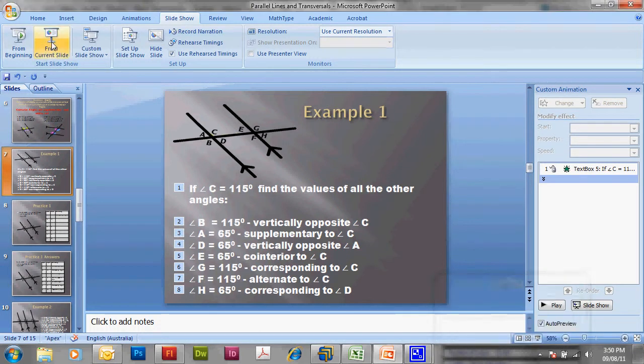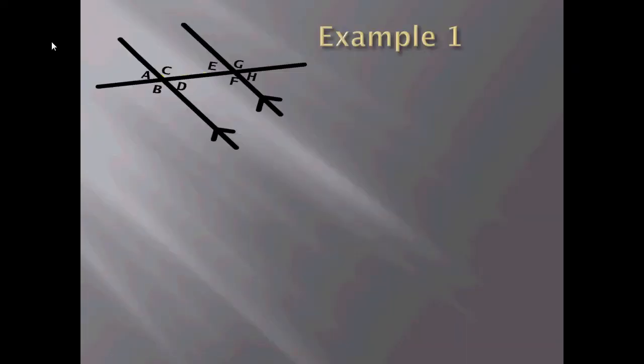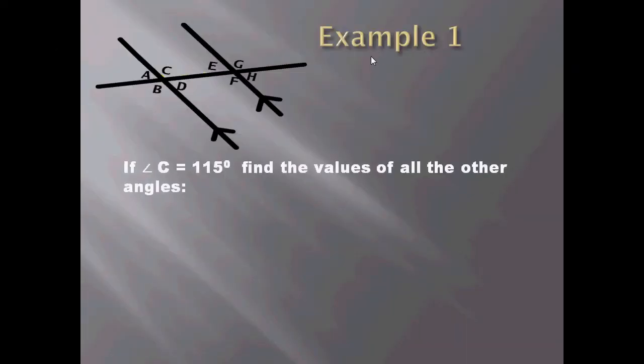Okay girls, we're now going to have a look at doing some examples. Now if we have a look here at example 1 girls, if angle C equals 115, find the value of all the other angles. So up here, that's 115. So let's have a look girls at how we might go about doing that.